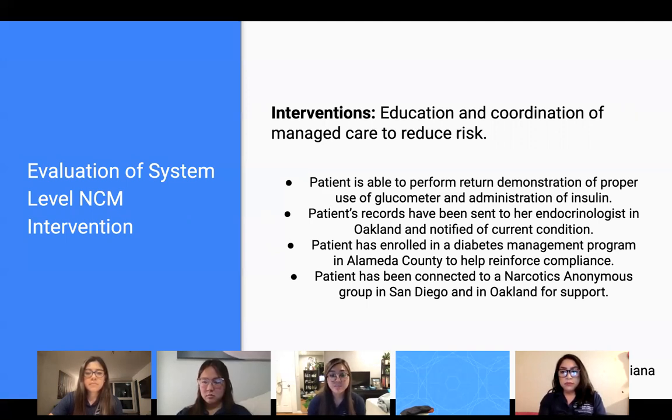She has also decided to enroll into a diabetes management program in Alameda County to help reinforce her compliance to her treatment of care by obtaining a lot of resources in a support group. She also has verbalized that she has been connected to a Narcotics Anonymous group in San Diego and Oakland, so she does have a sense of support there. We also have to keep in mind that these evaluations can only assess what the patient verbalizes that she will do, and these interventions need further evaluation to see if the patient will stay compliant with her treatment plans.